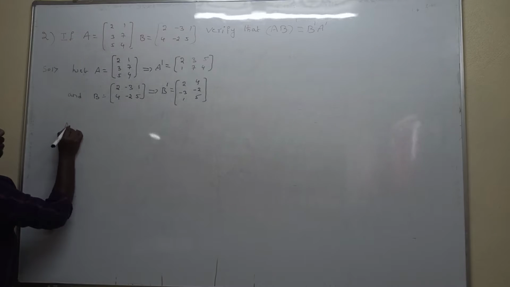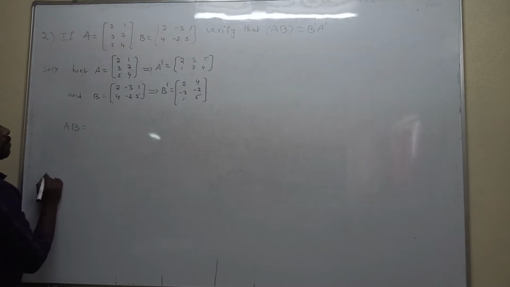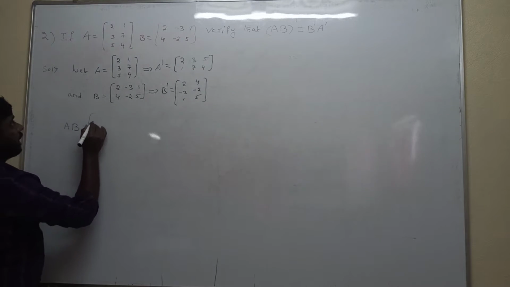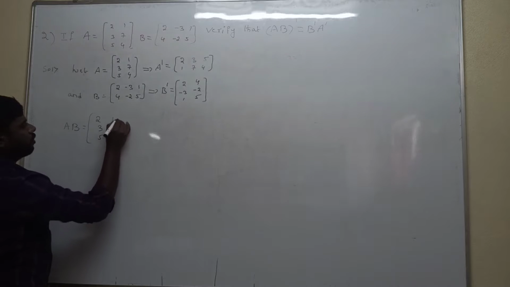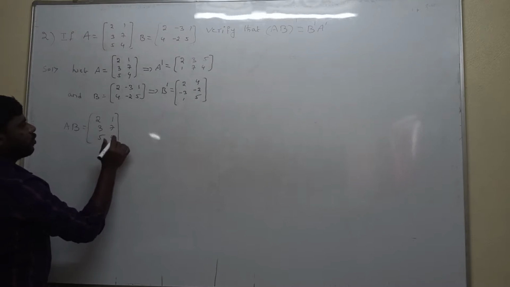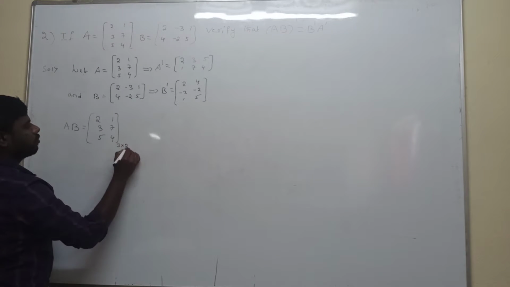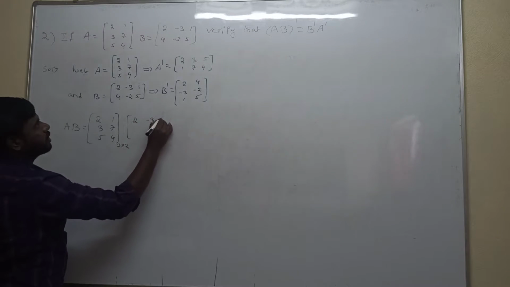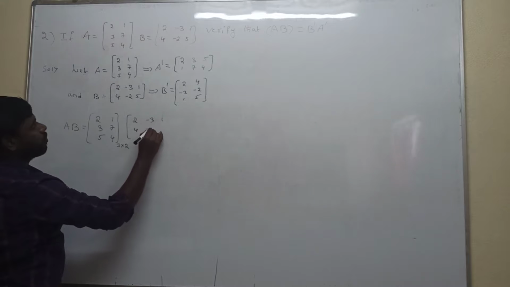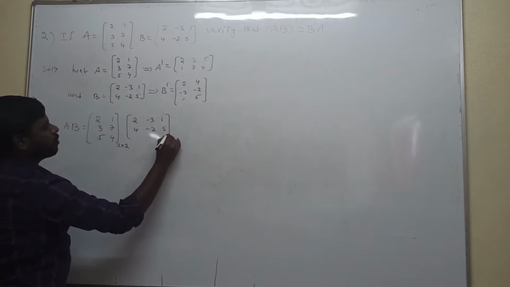Now AB is equal to: substitute the A matrix and the B matrix. The A matrix is [2 1; 3 7; 5 4]. What is the order of the matrix? 3 rows and 2 columns. Next, substitute the B matrix: [2 -3 1; 4 -2 5]. What is the order of the matrix?